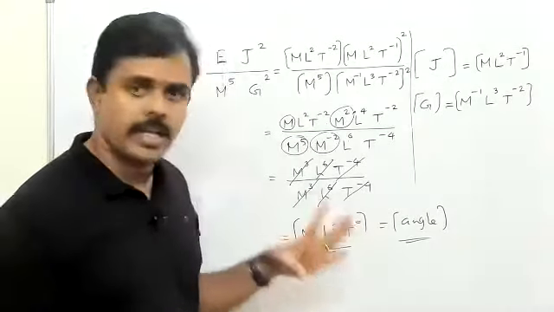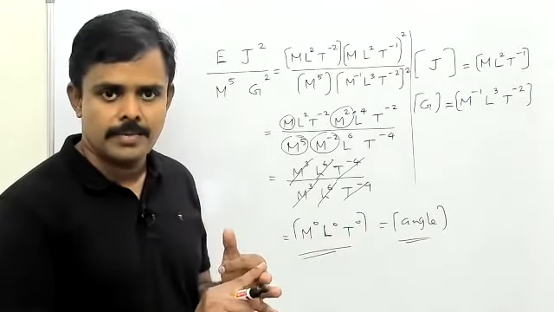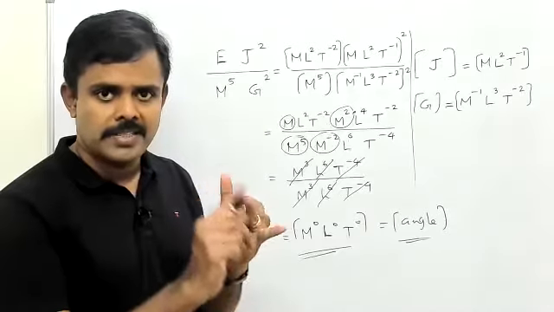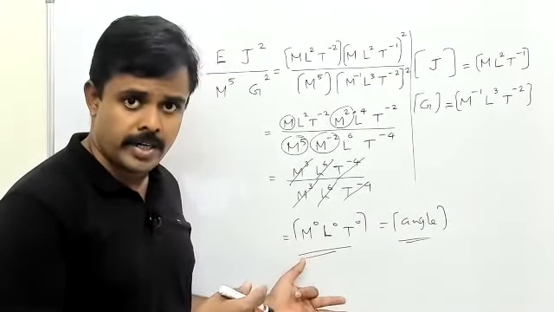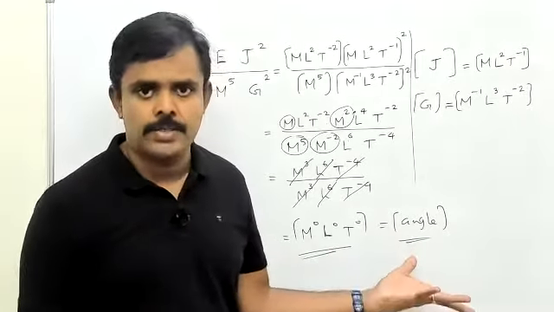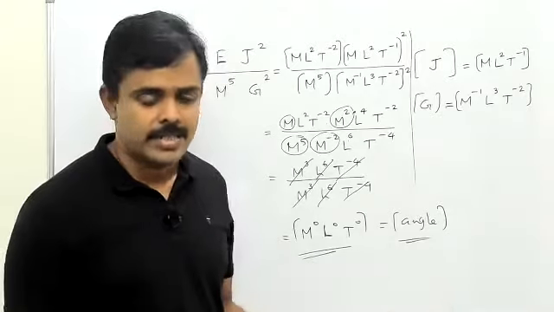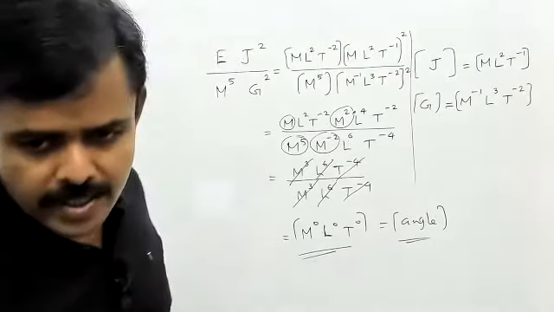0 m, 0 L, 0 T. So it can't be mass, it can't be length, it can't be time, because mass is m, length is L, time is T. It is not any of them. The only thing that is matching is angle. Angles do not have dimension. The dimension of angle is m raised to 0, L raised to 0, T raised to 0. Did you understand that?